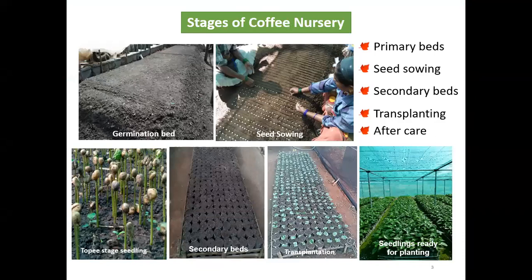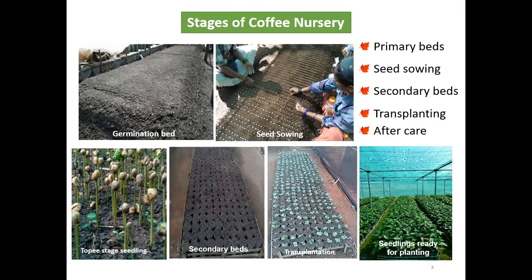So in coffee, we all know that coffee is a perennial crop, and once planted in the field, it may survive in the field for more than 50 years, and for at least 30 years, it will be productive. So we need to plant a very good quality material. So raising good quality seedlings takes the prime importance in the coffee crop.